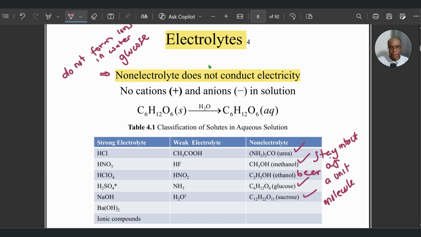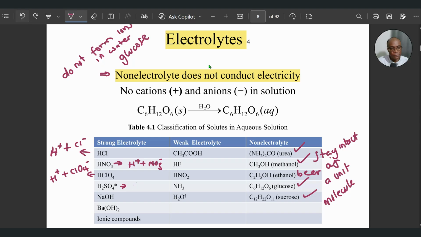These formulas don't break apart compared to HCl. HCl will break apart in water to give you H+ and Cl-. Nitric acid will break apart to give you H+ and nitrate. This one will also break apart to give you all these ions. This one will firstly give you one hydrogen, one proton plus HSO4-, which becomes a weak electrolyte. It has a negative charge.